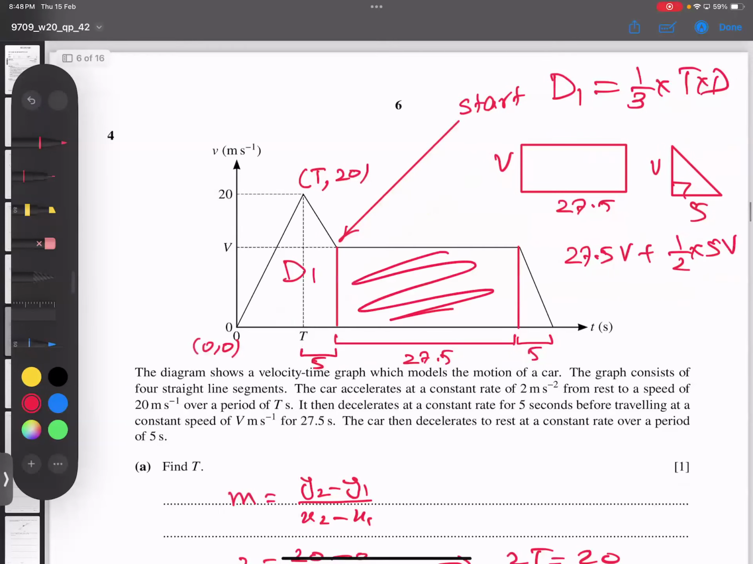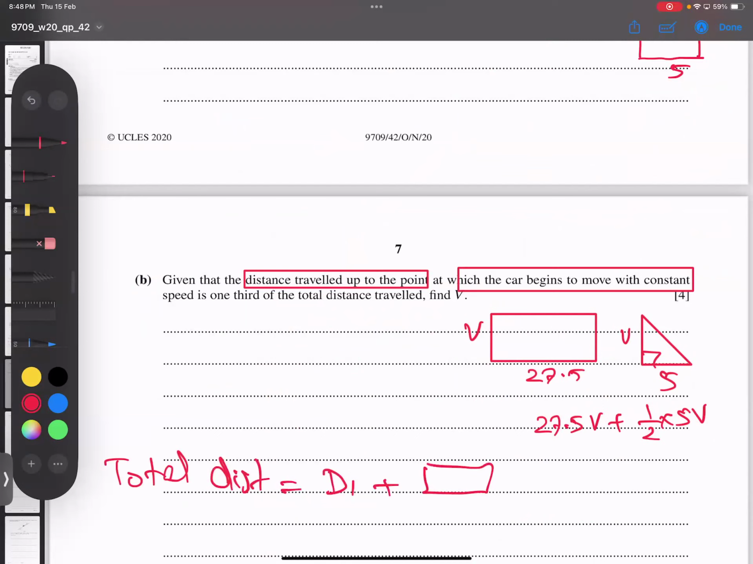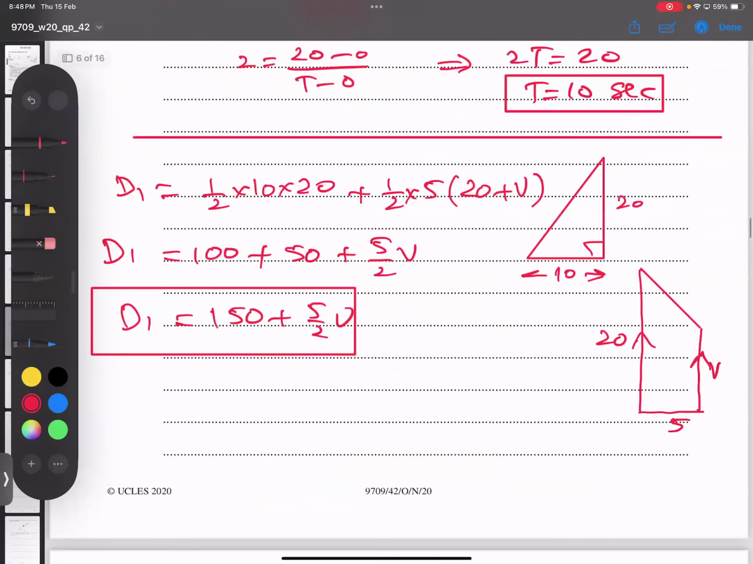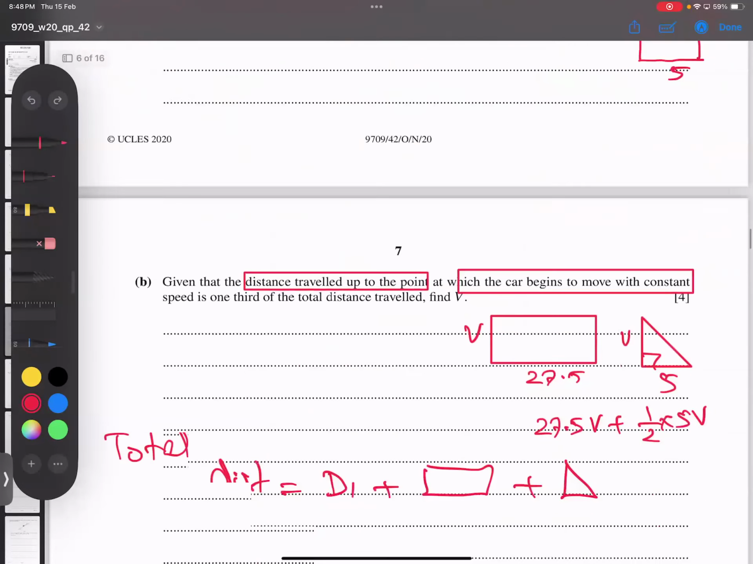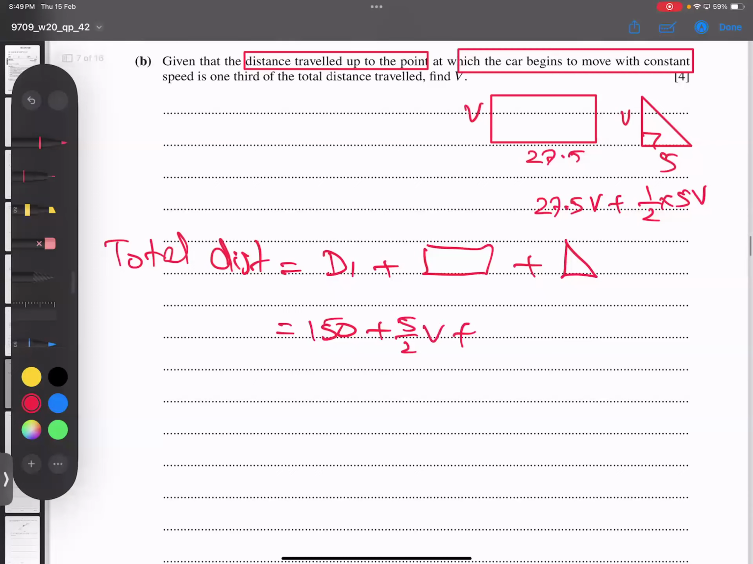So let me try to add it. I believe, inshallah, you will understand how I'm getting this answer. Let me cut from here and paste here. And this answer I got. So total distance, what am I writing here, students? Total distance is D1 plus rectangle plus triangle. D1 I got from here: 150 plus 5 by 2V, plus rectangle area is this much, 27.5V, and the triangle is 5 by 2V. And total distance, I got it just now.